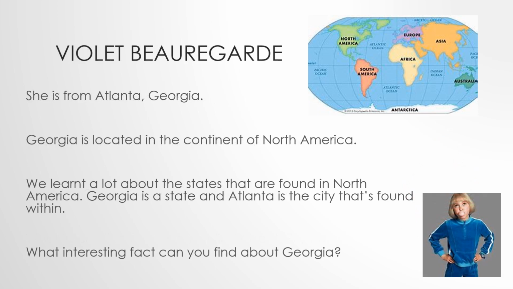Violet Beauregarde, one of my favourite characters actually. I think she's pretty sassy, quite like her. She is from Atlanta, Georgia. Georgia is located in the continent of North America. We did lots about North America. We even did a whole state quiz. So Georgia is a state, and Atlanta is a city that's within Georgia. So you could either find an interesting fact about Atlanta, about Georgia, or even just North America would be fine as well.